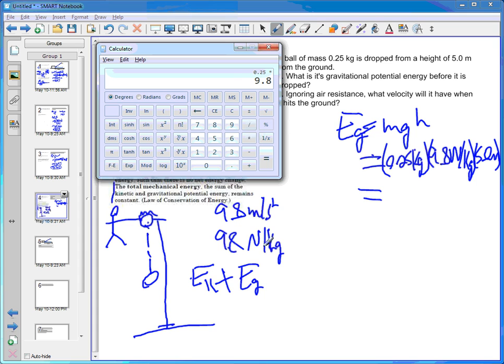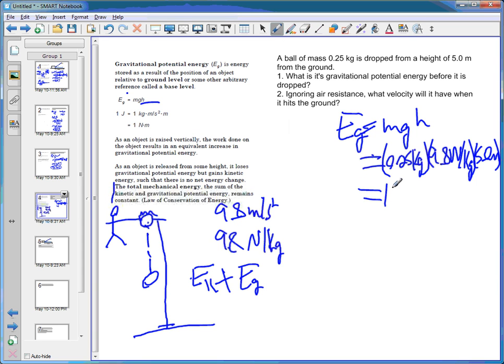12.25. Now what are our units? Well, kilograms, newtons, and meters are on top, kilograms on the bottom. Kilograms are going to cancel out, and we're left with Newton meters on top. Newton meters. And a Newton meter, of course, is a joule.